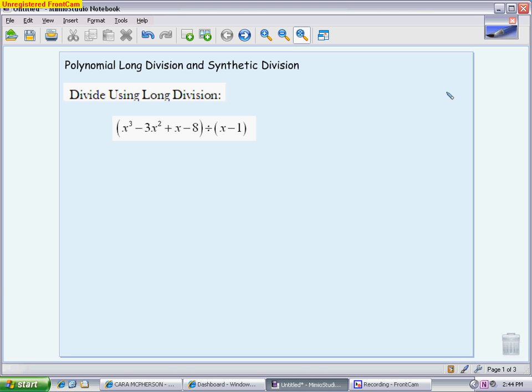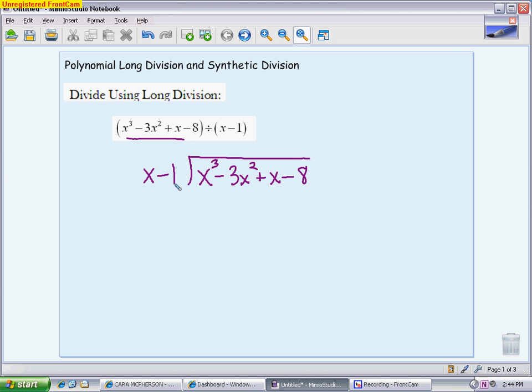So first thing you want to do when you start off with a long division is you want to write it like a long division problem that you would have done in earlier schooling. So we're going to take what we're starting with, the x cubed minus 3x squared plus x minus 8, that goes under the division bar. And then we're going to put what we're dividing by outside of the division bar.